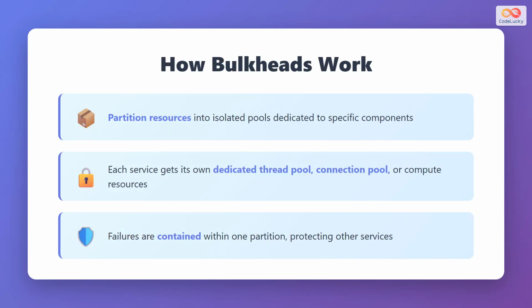The bulkhead pattern works by partitioning your resources into isolated pools. Each service gets its own dedicated resources, such as thread pools, connection pools, or compute capacity. When resources are isolated this way, failures are contained within one partition. If a service in one bulkhead fails or consumes all its allocated resources, other services in their own bulkheads remain unaffected and continue operating normally.